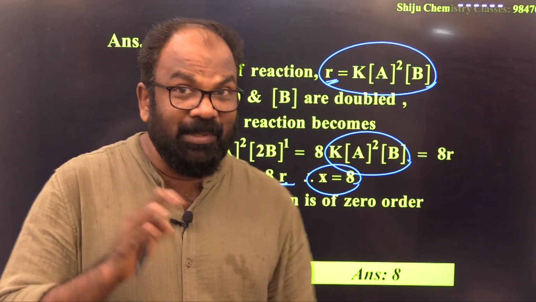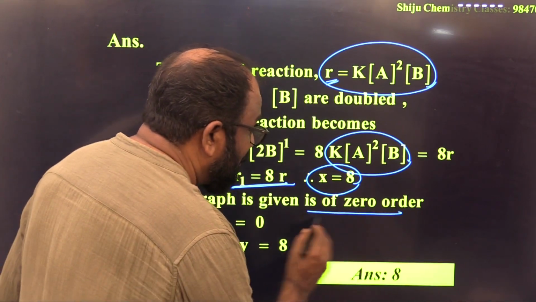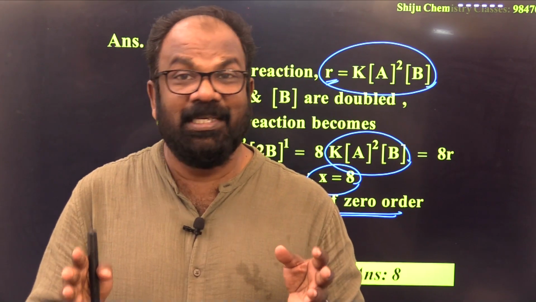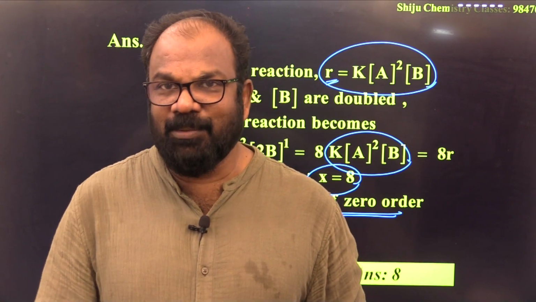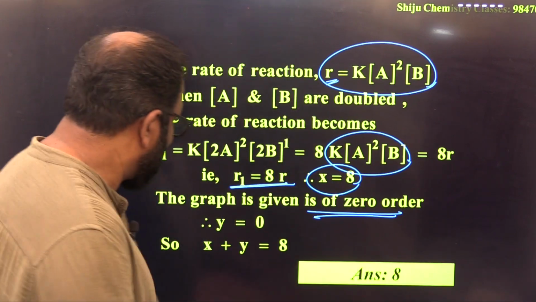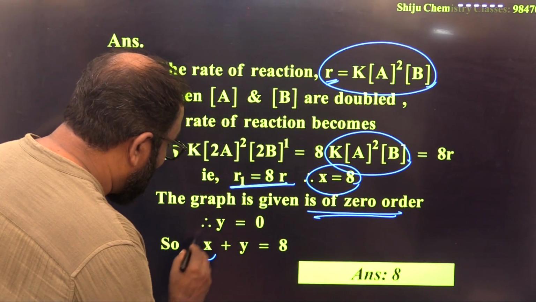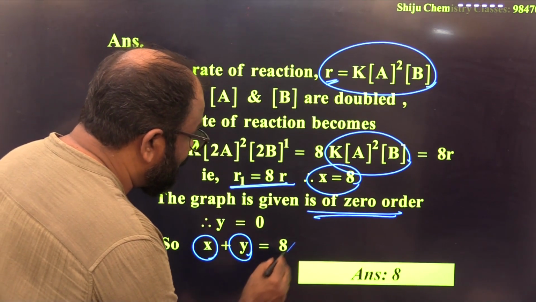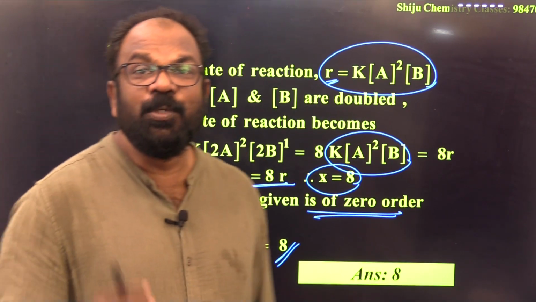Here the graph given is of a zero order reaction, because the concentration time graph for a zero order reaction is a straight line having negative slope. That means the value of Y is equal to 0. Therefore, X plus Y is equal to, here value of X is equal to 8 and Y is equal to 0. Therefore, X plus Y is equal to 8. So here the answer is 8.